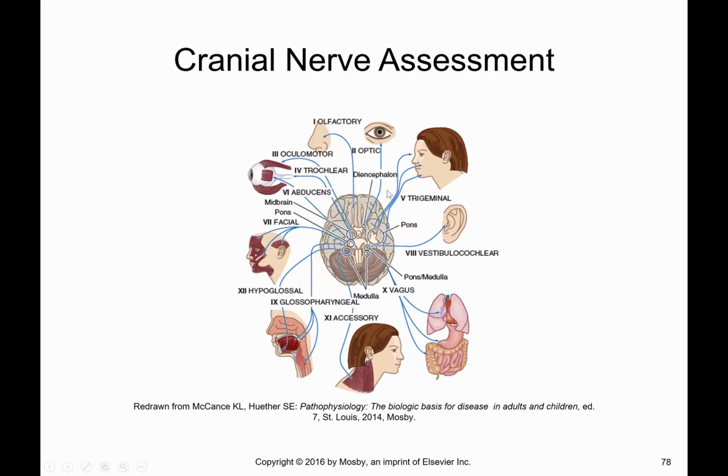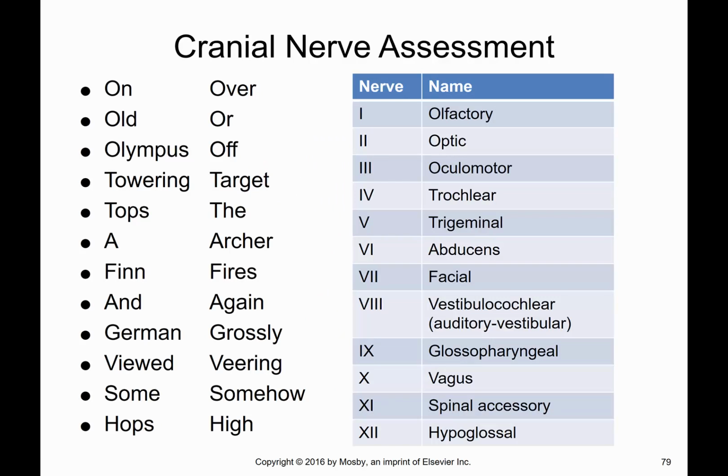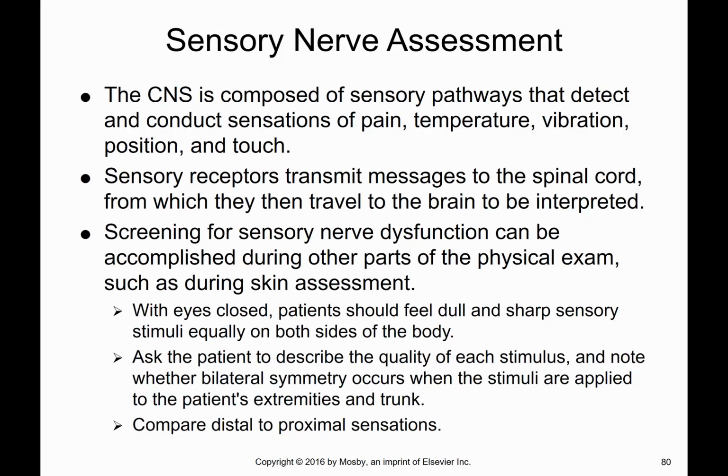Here are your cranial nerves, and cranial nerve 1 is the olfactory nerve. That has to do with the sense of smell. I hope this is a review for you. This should just be a review for you. But here are the nerves listed 1 through 12, and then here are a couple of sayings to help you try to remember the names of each one of those nerves. You can come up with your own, but here's a couple of them for you.